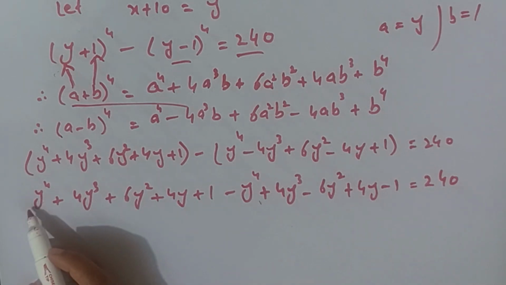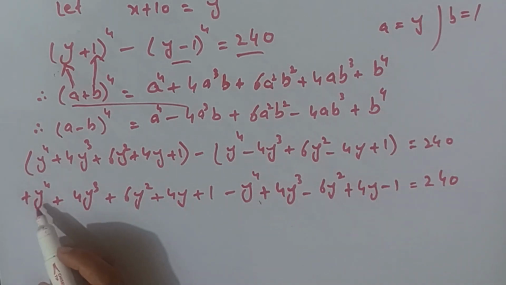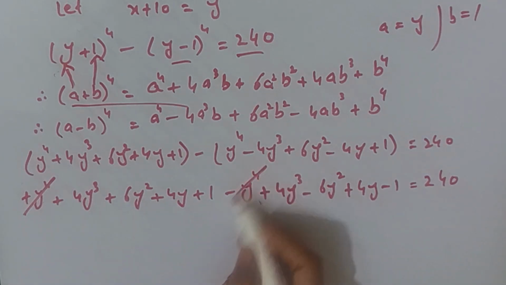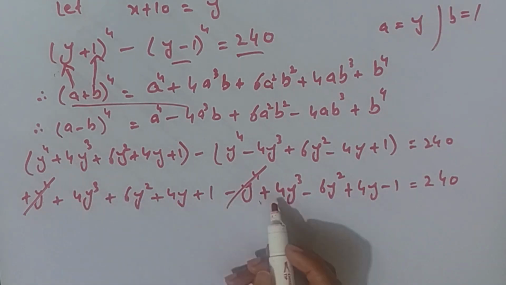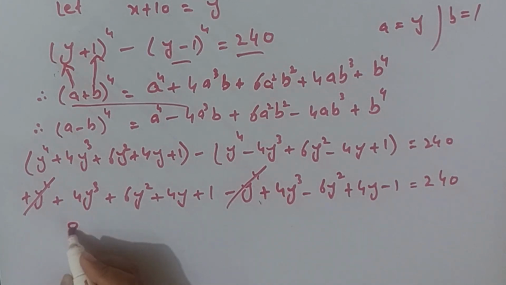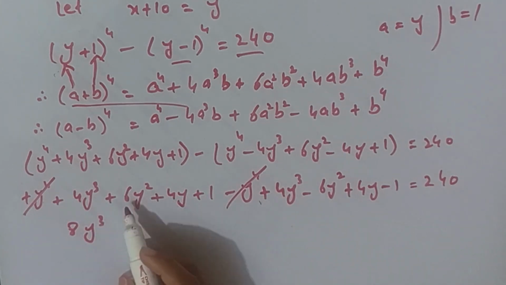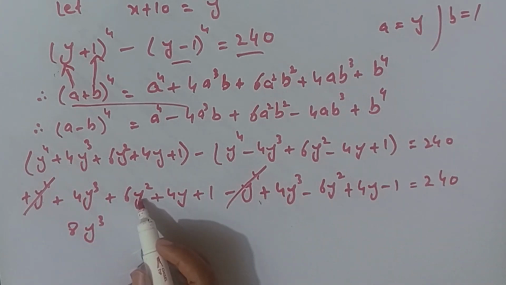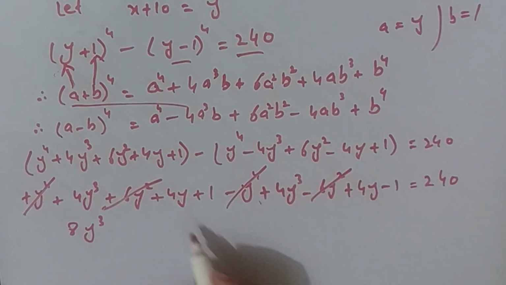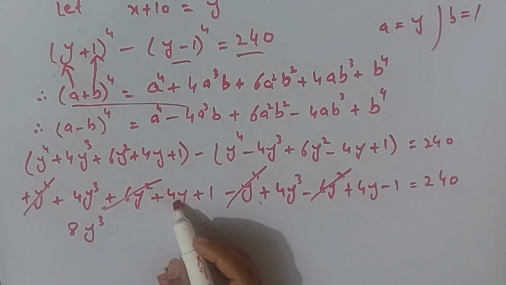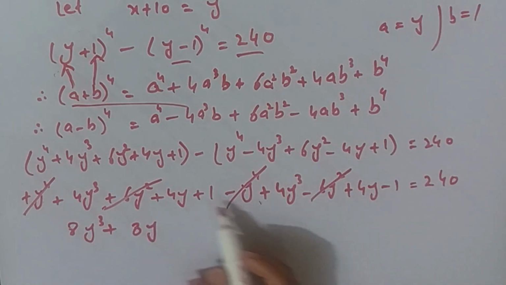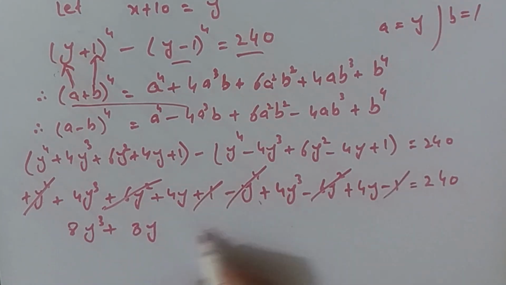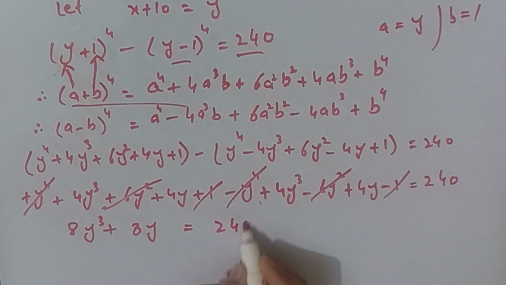Now we have a positive y^4 and a negative y^4. These will cancel. Positive 4y^3 and positive 4y^3 will become 8y^3. Positive 6y^2 and negative 6y^2 cancel. Positive 4y and positive 4y will become 8y, and positive 1 and negative 1 cancel, and this is equal to 240.